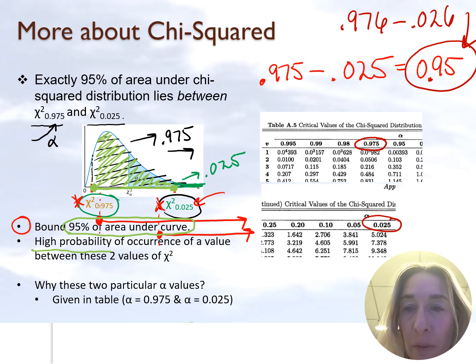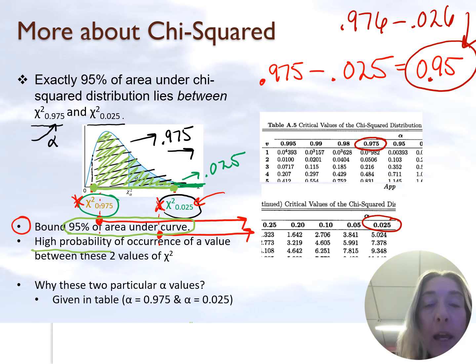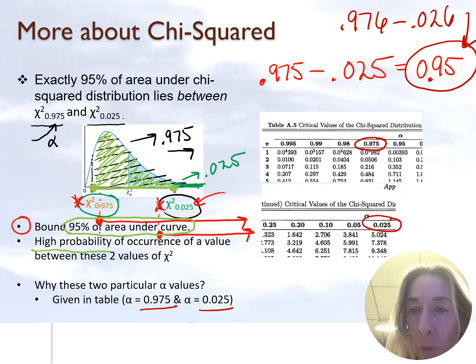And as we saw with T, only certain values of alpha are in the table, else the table would be infinitely wide, right, for every particular value of alpha that could be. Because alpha is just a probability. It's an area, so it's continuous. So that's why we're focusing on those two particular values of alpha, because they're actually in the table and we can easily read critical values.